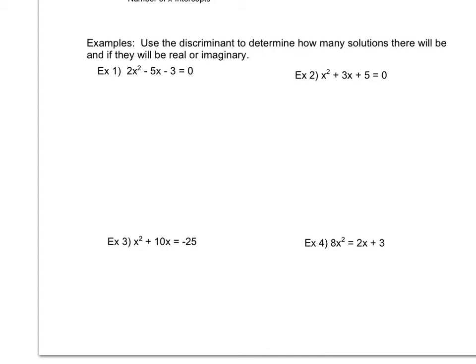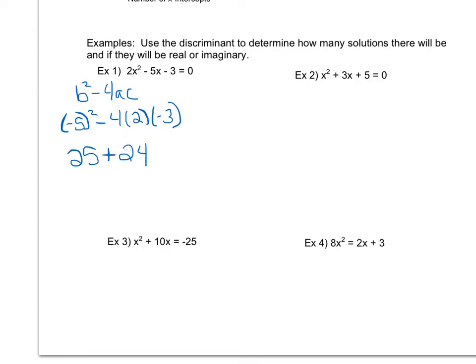So on example 1, I'm going to go ahead and use my discriminant, which is the piece under the radical, so b squared minus 4ac. So I'm going to take negative 5, I always plug in with parentheses, minus 4 times a times c. Well, that's going to give me 25 plus 24, which is going to be positive. So I'm going to say 2, since that's positive, I'm going to have 2 real solutions.